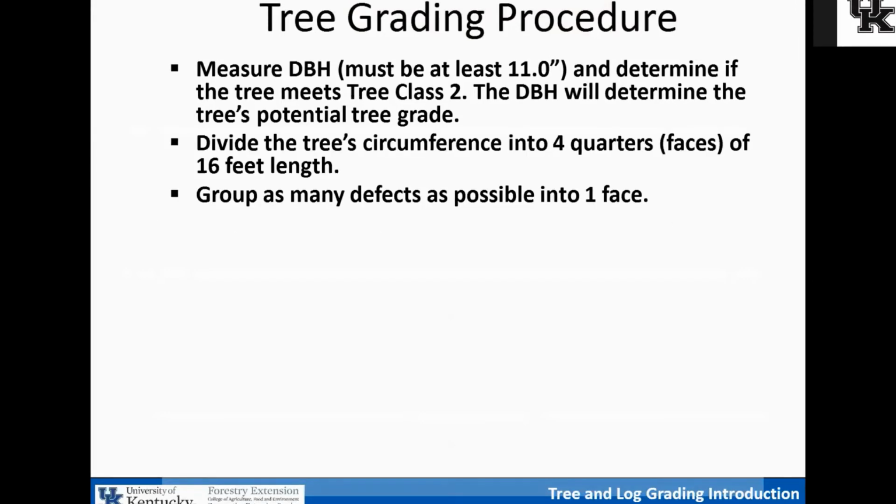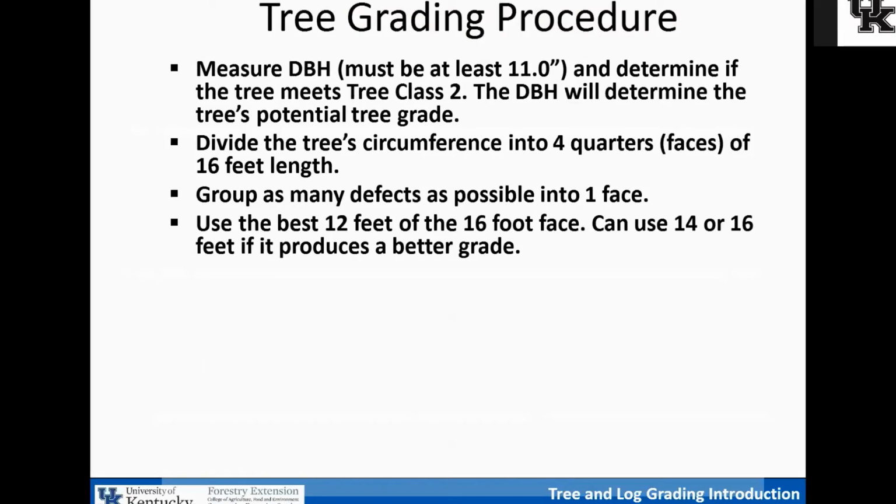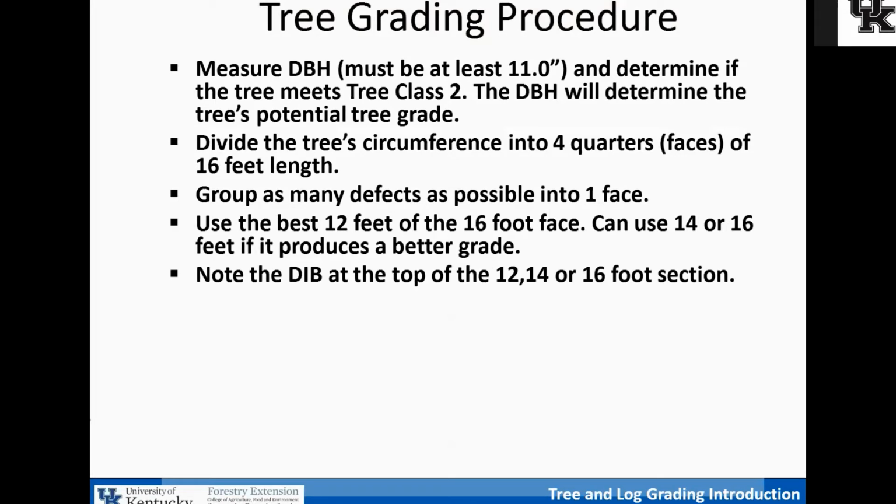You want to divide the tree's circumference into 4 quarters, 4 faces, and as I said, that goes up 16 feet up the tree. You want to group as many of those defects as possible into one face. Use the best 12 feet of that 16-foot face. And as we said, you can use a 14 or 16 foot if you believe you'll get a better grade. You want to make sure that you're noting what the diameter at the top of that grading section is going to be inside the bark. You want to estimate sweep, crook, and interior coal, and we'll discuss those a little bit more here in a second, what exactly those are.